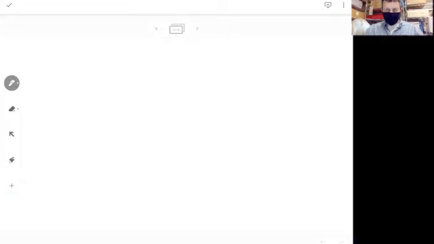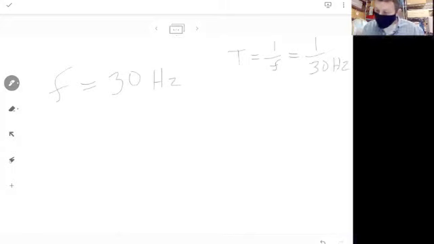So again, anytime you're given a period or frequency, if you want to find the other, you just take the inverse. So if the frequency is 30 hertz, and I want the period, it's just going to be 1 over the frequency. So 1 over 30 hertz. So 1 divided by 30, it's going to be 0.033 seconds. I'm rounding a little bit. That's it. Let's try another one.